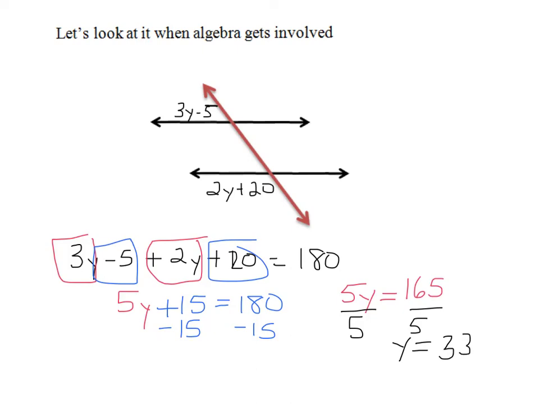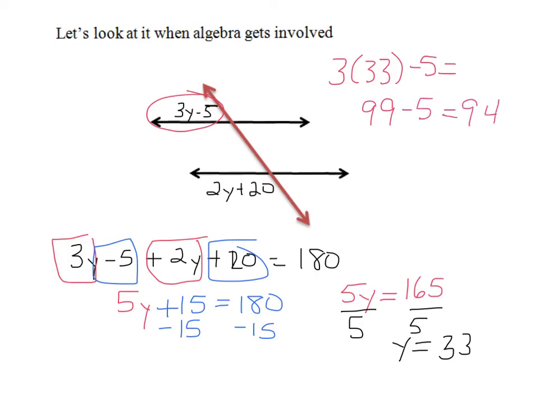So y equals 33. But if I have to actually find the angle, what I have to do is plug 33 in for y, so pick either one to plug in. I'll pick that one. So 3 times 33 minus 5 equals what? 3 times 33 is 99 minus 5, which means that angle is 94.